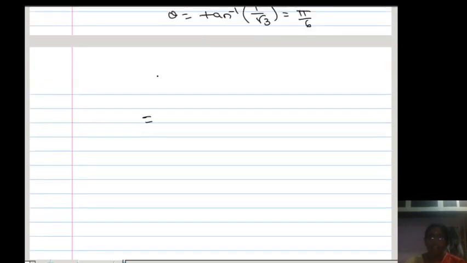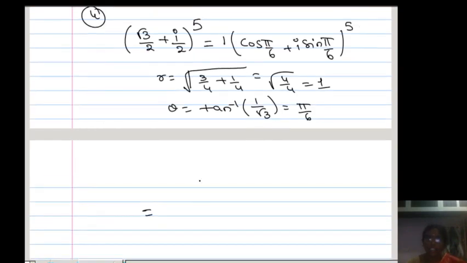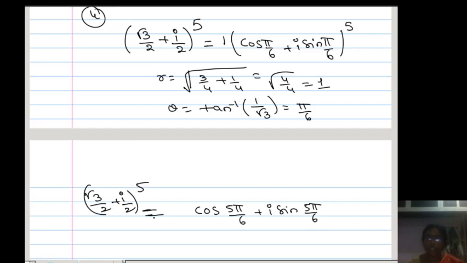So how am I simplifying? Let us see this. Cos 5π/6 plus i sin 5π/6. This is the simplification of 1 power 5, which is 1. So this is what (√3/2 + i/2) power 5 gives. Finally, this value is cos 5π/6 plus i sin 5π/6 by using De Moivre's theorem.